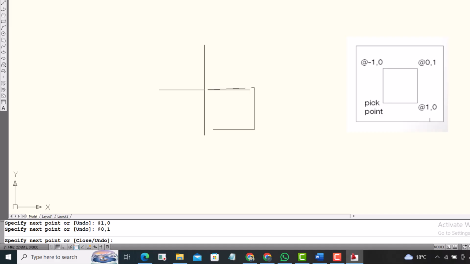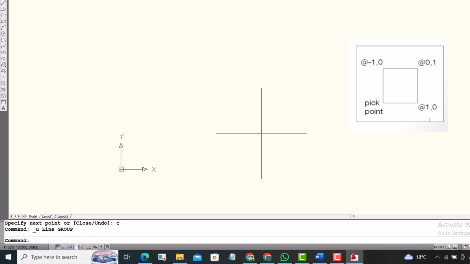This point again @-1,0. Minus 1 in X because I go to this direction, so it's minus 1, Y in the same level, so I insert 0. Just enter. That's the relative coordinate system. It draws regarding the preceding point. Enter C and enter. Directly it closes the object. Now you have learned to draw in relative coordinate system and absolute coordinate system.